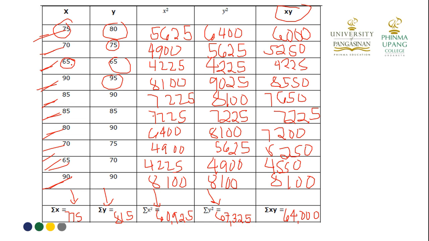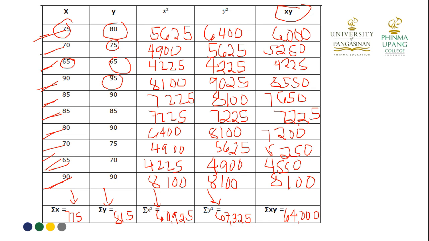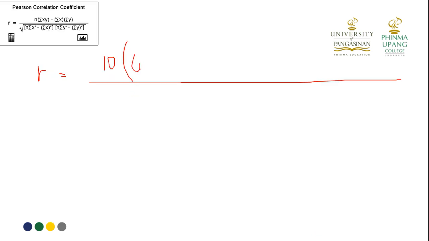1, 2, 3, 4, 5, 6, 7, 8, 9, 10. So we have 10 for the sample size. So let's put 10 here. Tapos summation of xy. Summation of xy is 64,000.